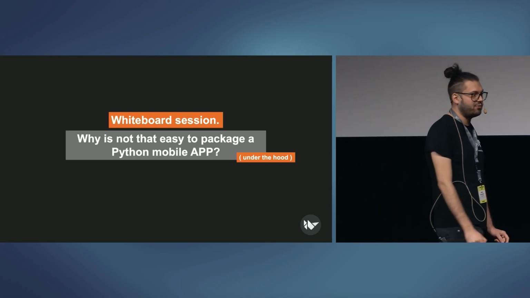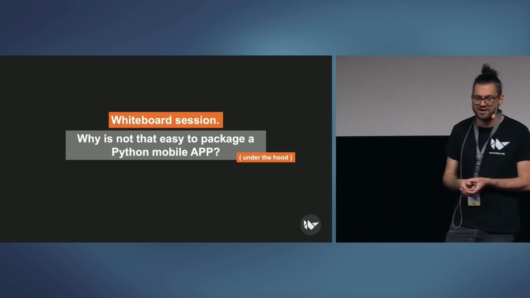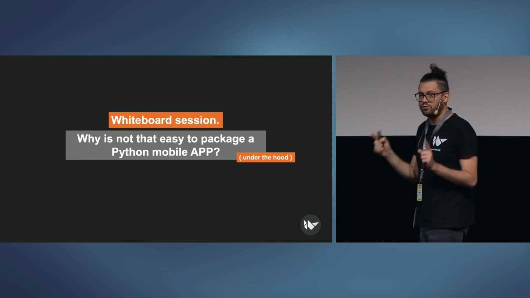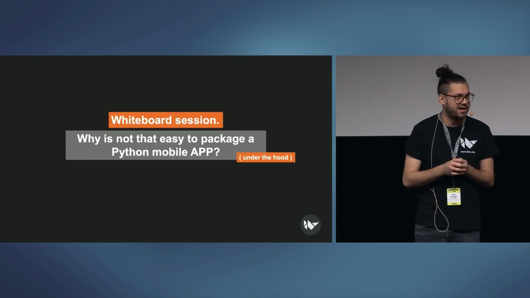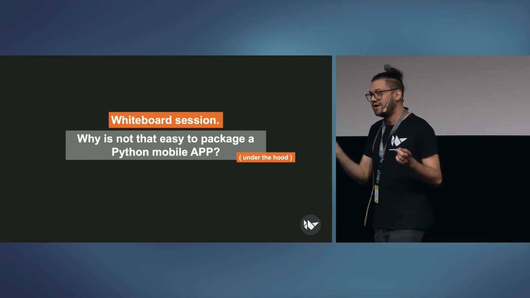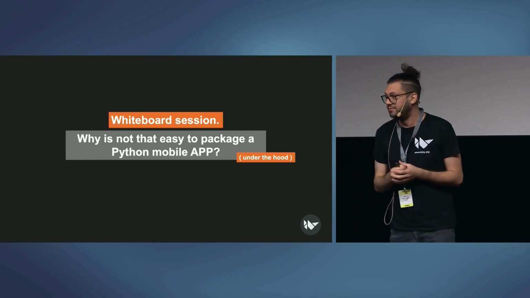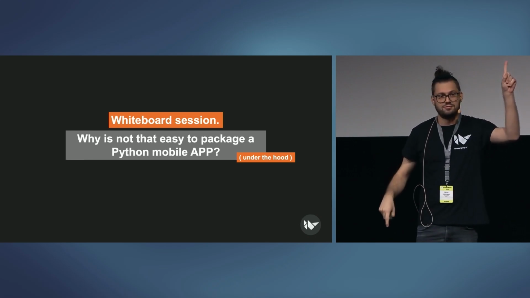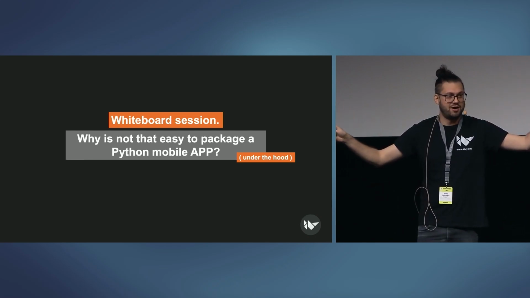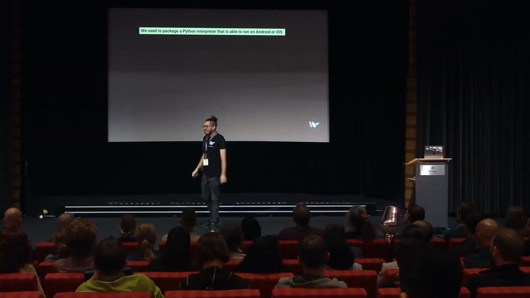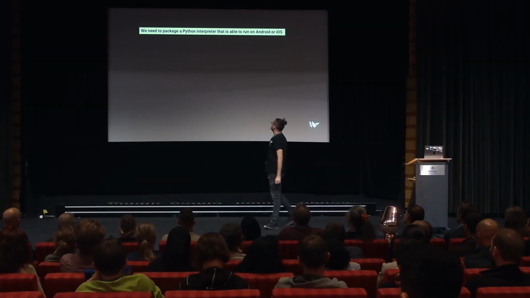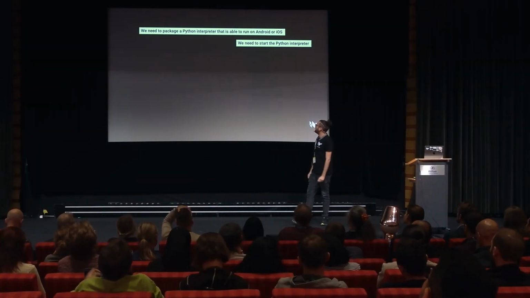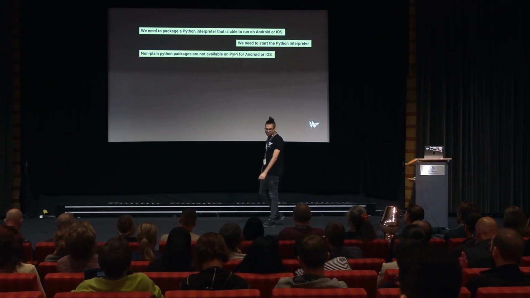So let's have a whiteboard session. Why is it not easy to package a Python mobile app? Usually here you can win a Kivy shirt, but my baggage allowance doesn't permit that. But I can ship one to your home. So why is it not easy to package my Python mobile app? Quickly? No one? Okay. So we need to package a Python interpreter that's able to run on Android or iOS, and we need to start the Python interpreter.